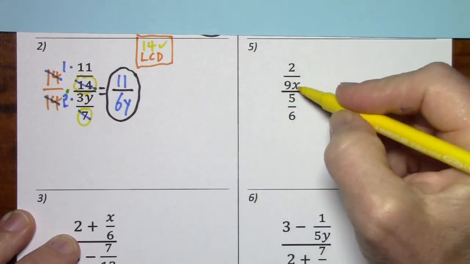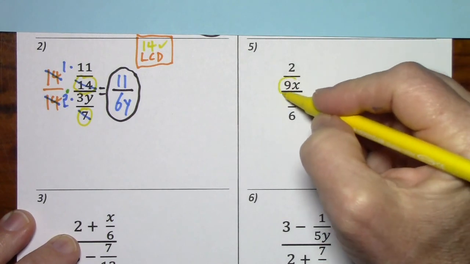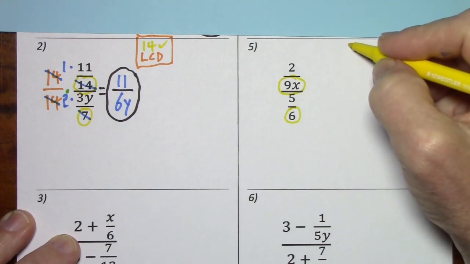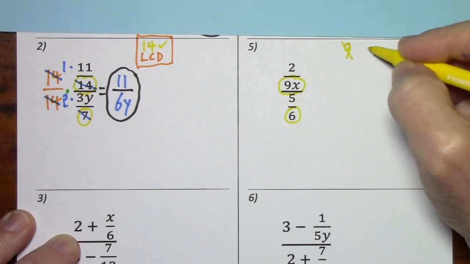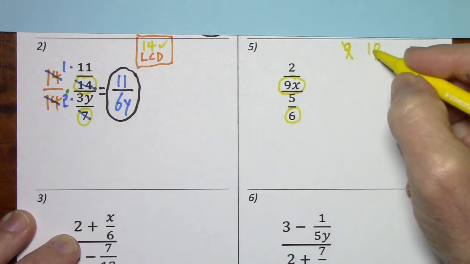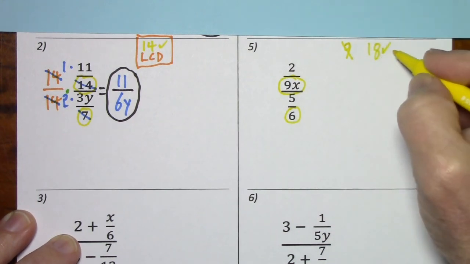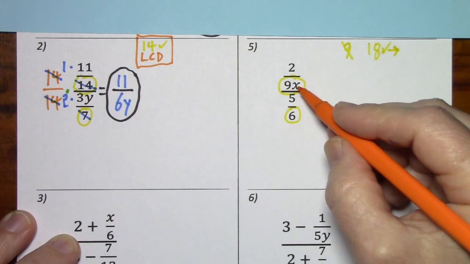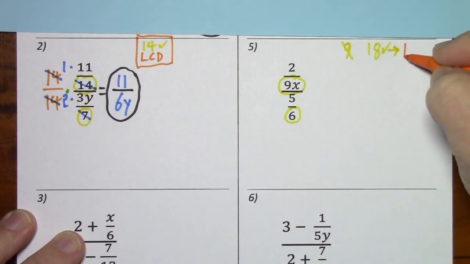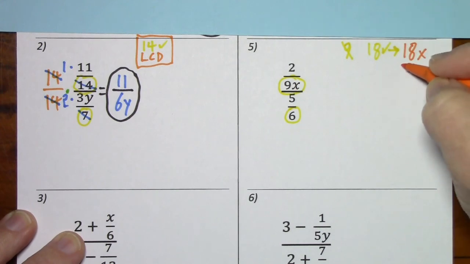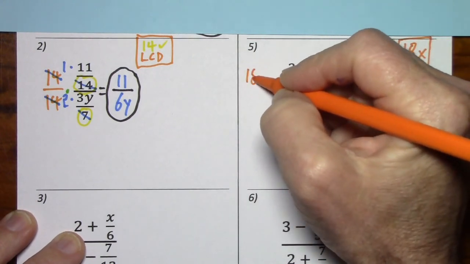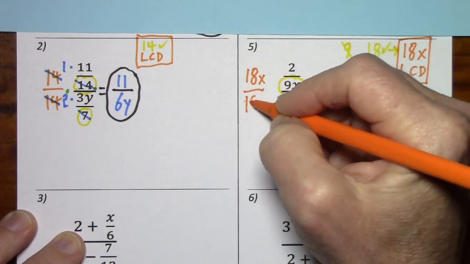Now, even though there's a variable, first I'm going to focus on the coefficients. But we have a 9 and a 6. So you look at multiples of 9. That's 9. Doesn't work. 18. 6 goes into 18. So that's the coefficient. But the least common denominator has to take care of that x as well. So 18x is the least common denominator. That means we're going to multiply by 18x over 18x.